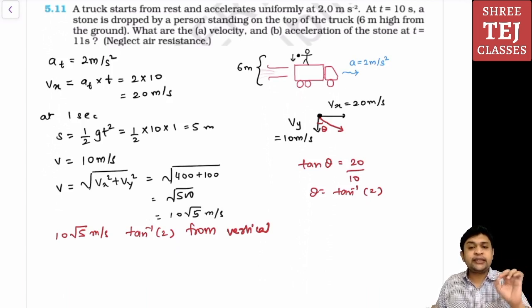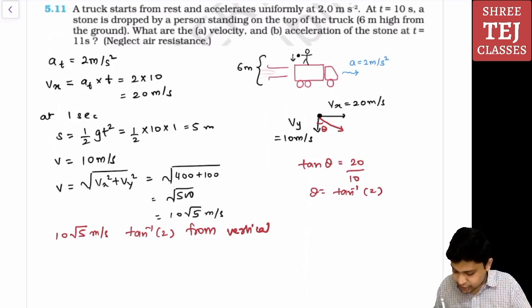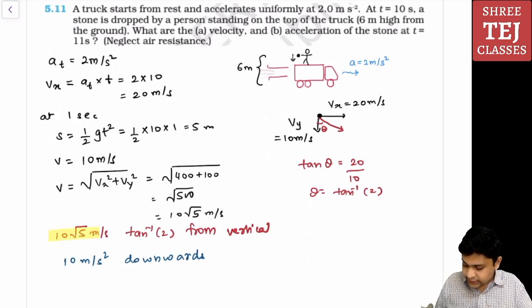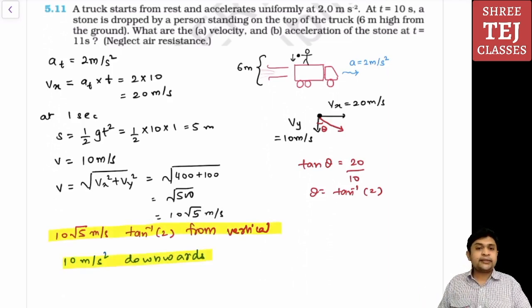Now that the stone has left the truck, it will no longer accelerate in the horizontal direction. So the only acceleration that it will experience is the gravitational acceleration, 10 meter per second square downwards. So this will be the velocity and this would be the acceleration.